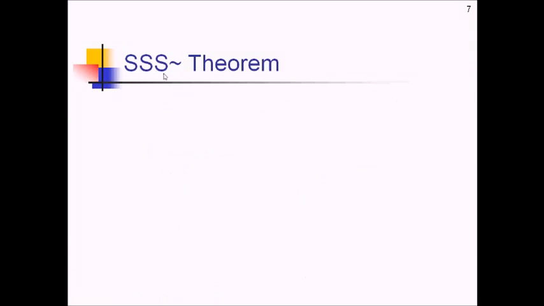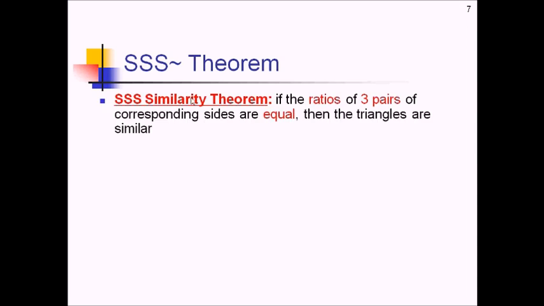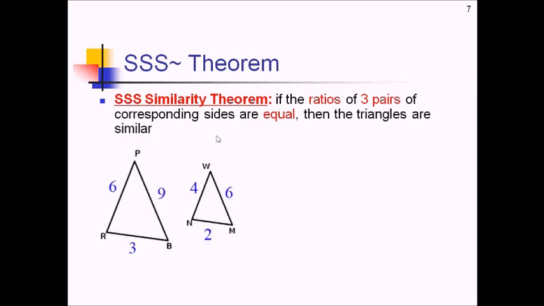The side-side-side, or SSS, similarity theorem says if the ratios of three pairs of corresponding sides are equal, then the triangles are similar. So let's look at an example of this. We have these two triangles here. To test to see if these are similar, we could set up proportions with all three corresponding sides. Now, which sides go with which? It sure looks like 6 and 4 go together, along with 9 and 6.